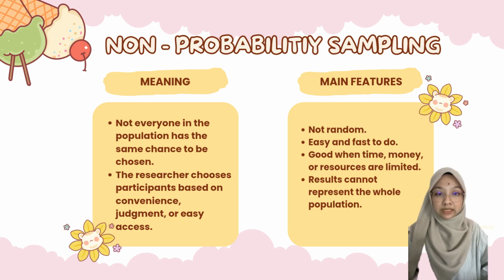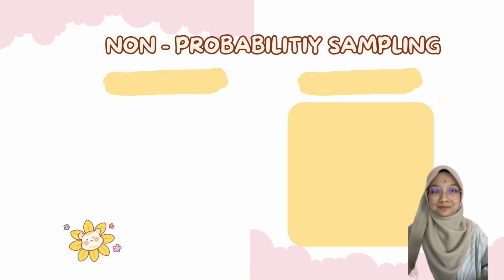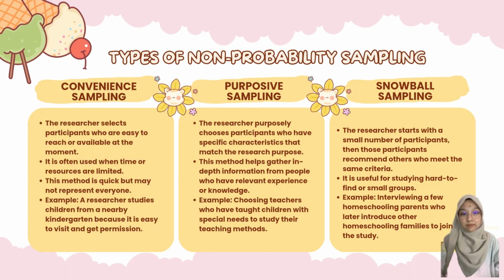Okay, main features. Let's look at some main features of non-probability sampling. First, it is not random. Second, it is easy, fast, and low cost. It's very useful when the researcher has limited resources. However, one main weakness is that the result cannot represent the whole population because not everyone has a chance to be included.